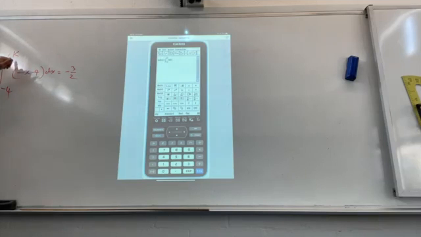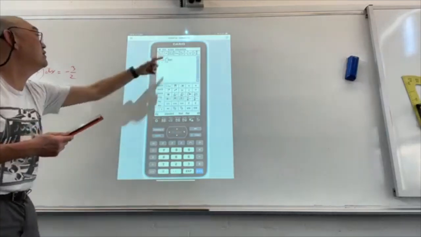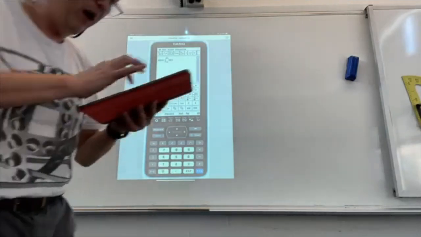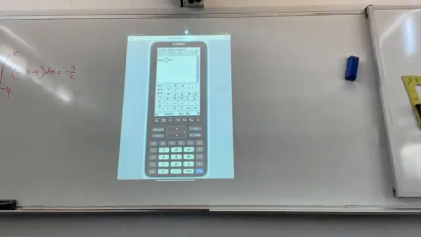Make sure that you do not type x in here. If you type x in here, it will not be able to solve it. You can use y and dy, it doesn't matter, as long as this and this is different. On your class pad, you've got x, y, and z. So I might just use y up there, y, and 0.